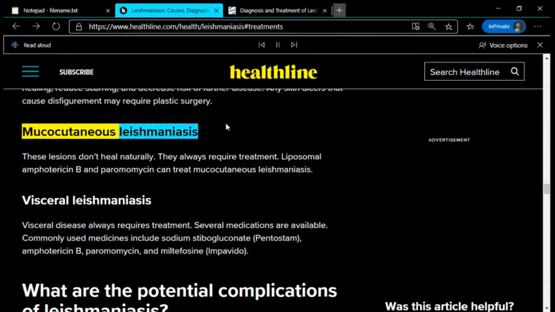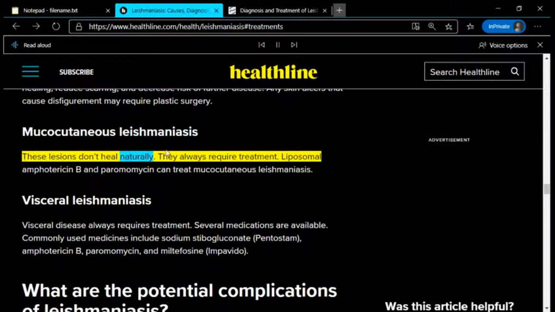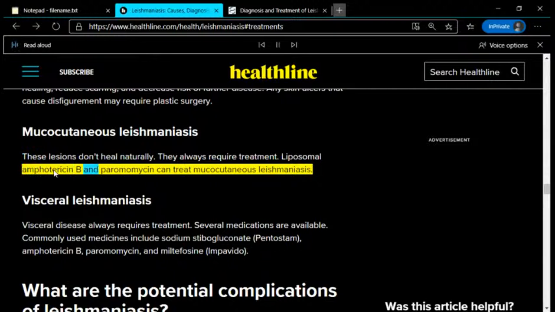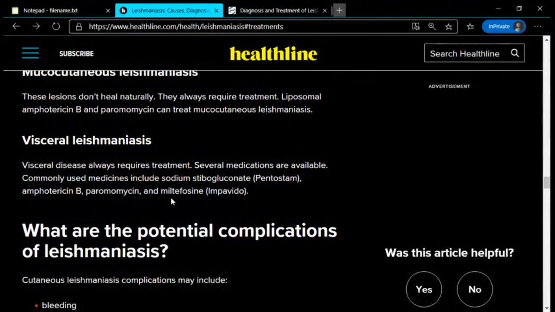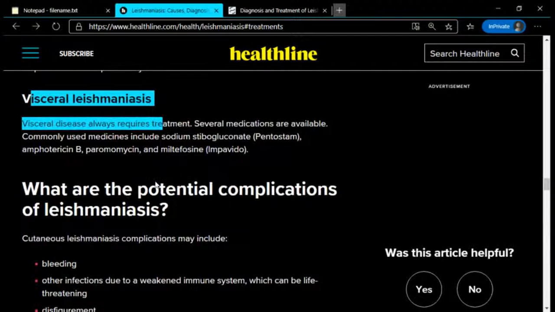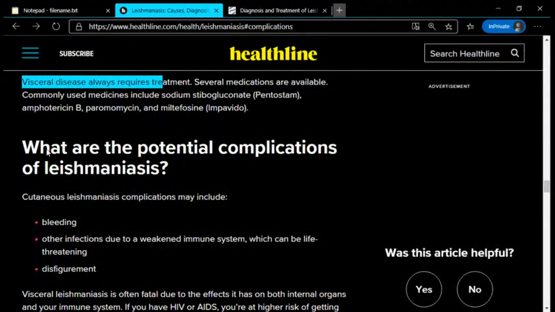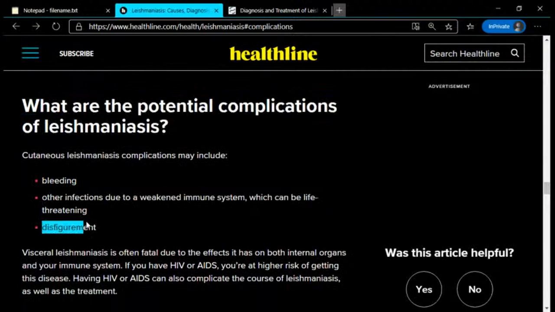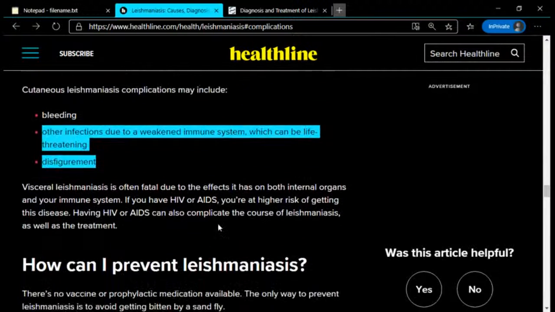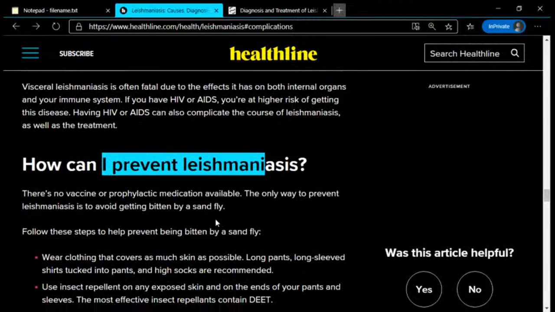Mucocutaneous leishmaniasis: these lesions don't heal naturally. They always require treatment. Liposomal amphotericin B and paromomycin can treat mucocutaneous leishmaniasis. Visceral disease always requires treatment. Interesting, very important: how to heal these leishmania. What are the potential complications of leishmaniasis? Bleeding, disfiguration, and more. How can I prevent leishmaniasis?